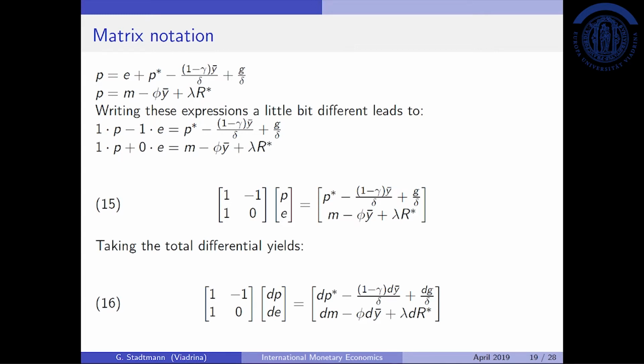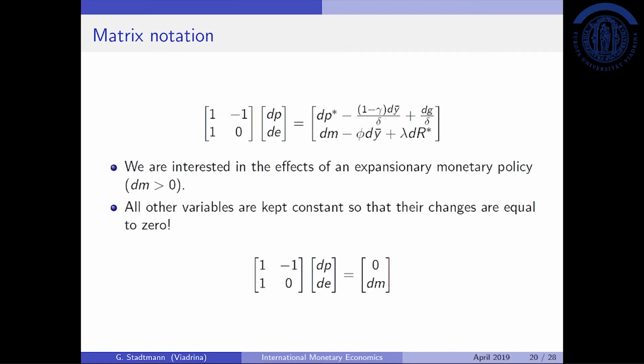Afterwards, we can write these two equations into a system of matrices and vectors. We have a coefficient matrix with 1, -1, 1, and 0. We have a vector of the two unknowns, P and E. And on the right-hand side of the equation, we have the solution vector with all the exogenous variables. In the next step, we take the total differential once more and we write a d in front of each variable. In the next step, we have to identify the shock.